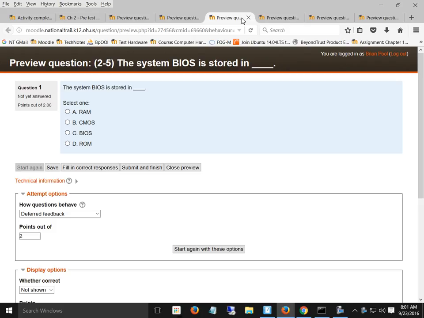Okay, system BIOS, is it stored in RAM? Is BIOS part of RAM? Is BIOS stored in RAM? No. Why would it be a terrible thing to put BIOS in RAM? Because it can be lost. It would be lost if we took out the battery.